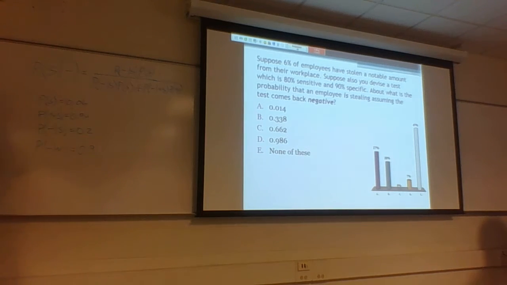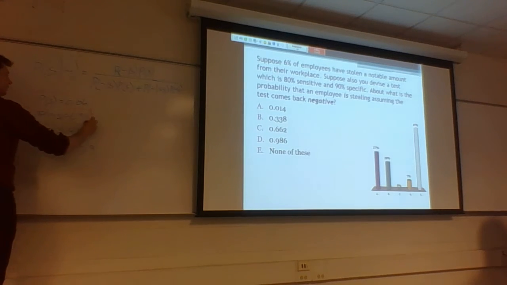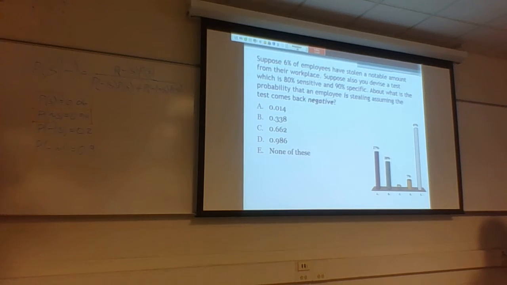So I took each of these 4 variables you see. This one is pretty straightforward: this is the chance they're stealing, that's a given, 6% of employees steal. This one is also straightforward, the chance that they are not stealing. When 6% are stealing, that means 94% are not stealing. This one is a little tricky: the chance that the test comes back negative, assuming they are stealing. Is this test result correct or not? No, it's not correct.